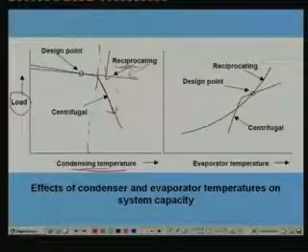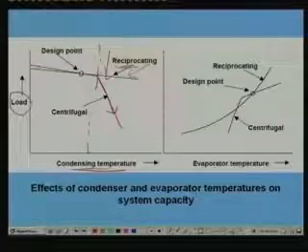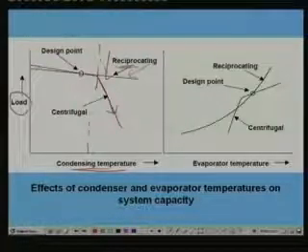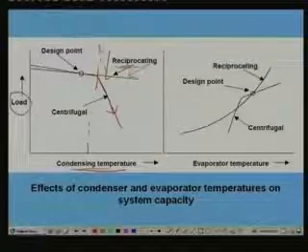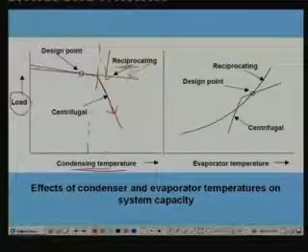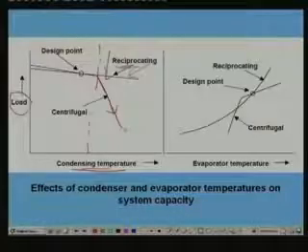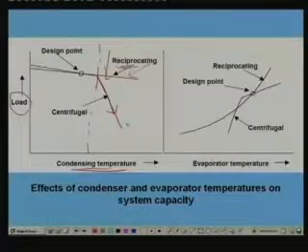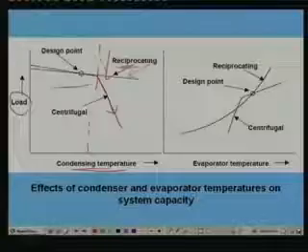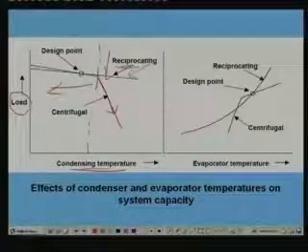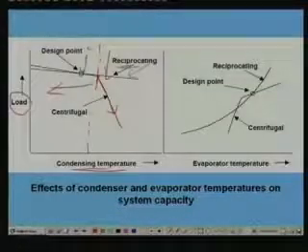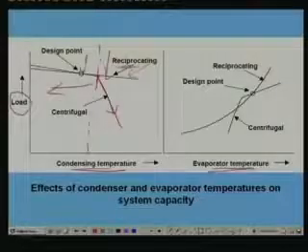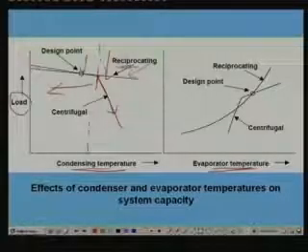This sudden drop takes place because of the problem that we have discussed just now, surging and the related phenomena. So up to a certain point the centrifugal compressor works normally, but beyond that point the capacity reduces drastically. Normally the centrifugal compressors are operated towards the left of this point, where the sudden drop takes place, and normally this will be some kind of a design point. And this figure shows the effect of evaporator temperature on the load.